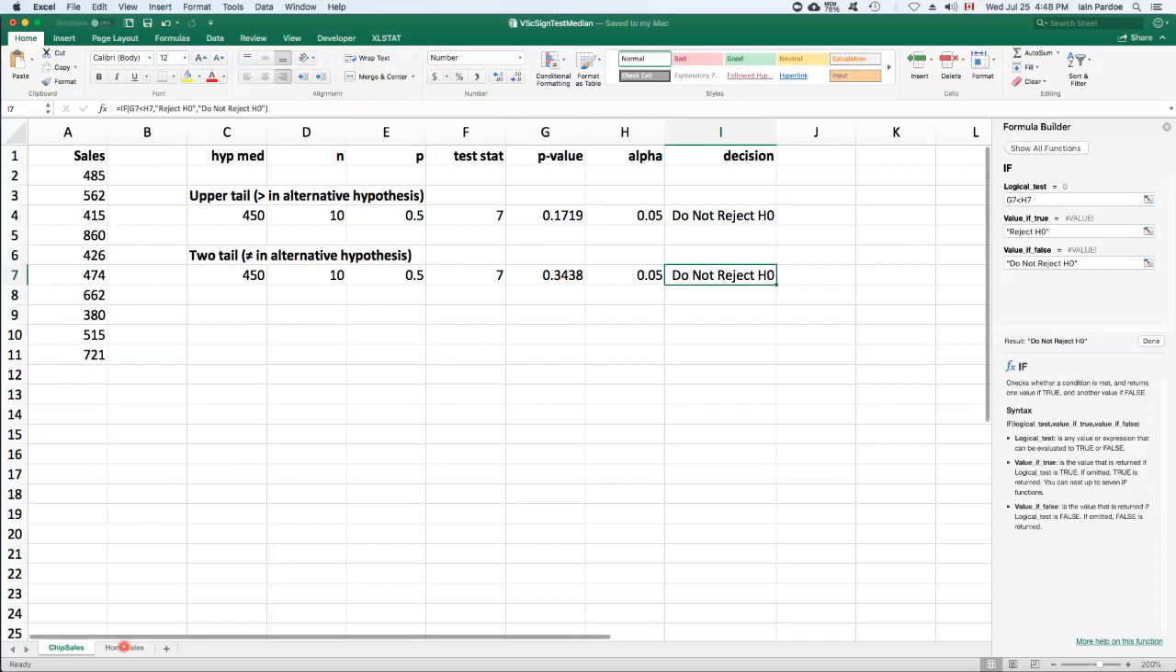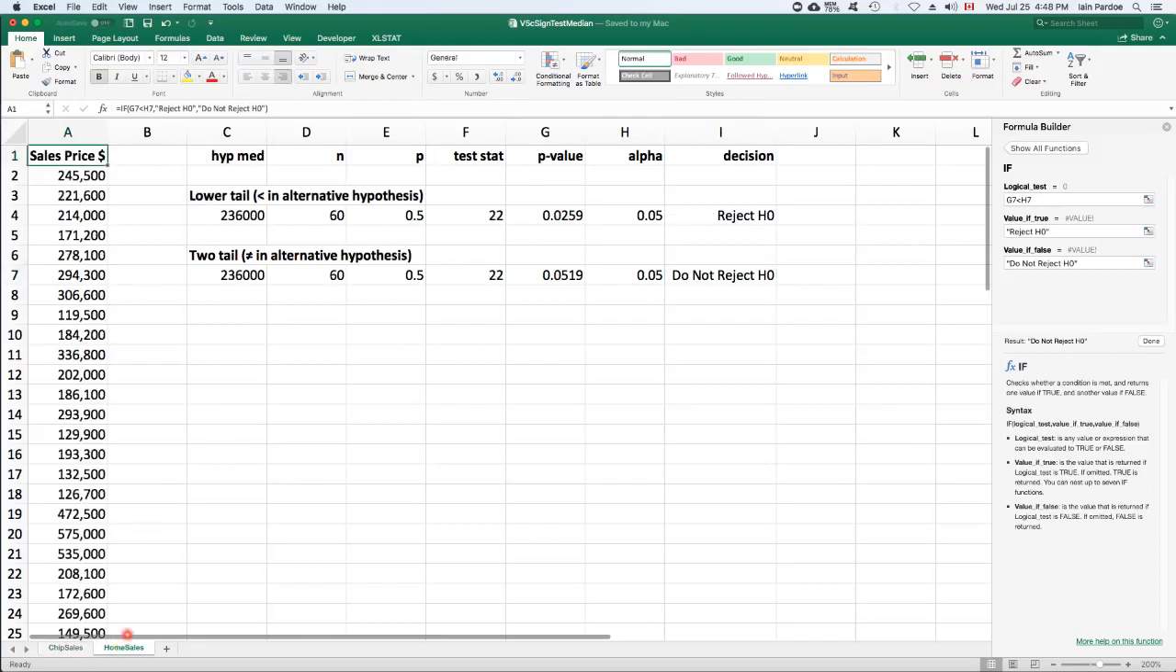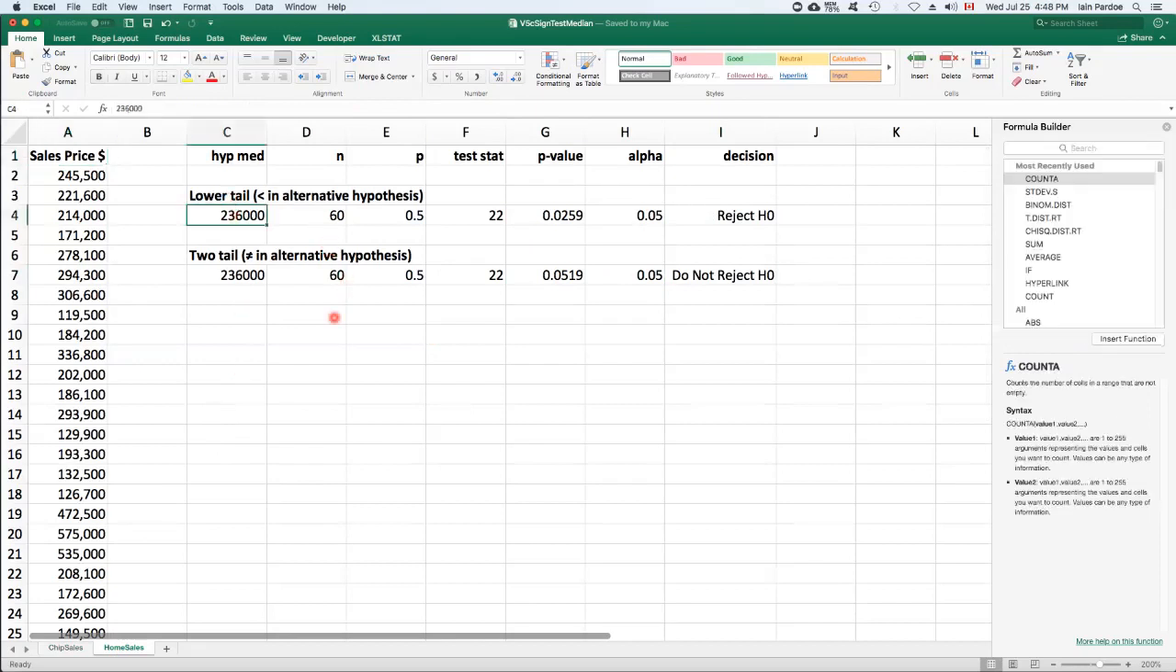Let's look at another example. In this example, we have sales prices for homes, and our hypothesis test is going to be a lower tail test. The null hypothesis is that the median is greater than or equal to 236,000, and the alternative hypothesis is that the median is less than 236,000. So it's a lower tail test because we have a less than sign in the alternative hypothesis.